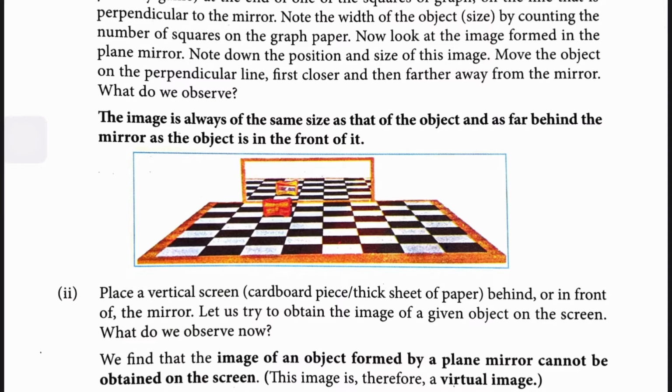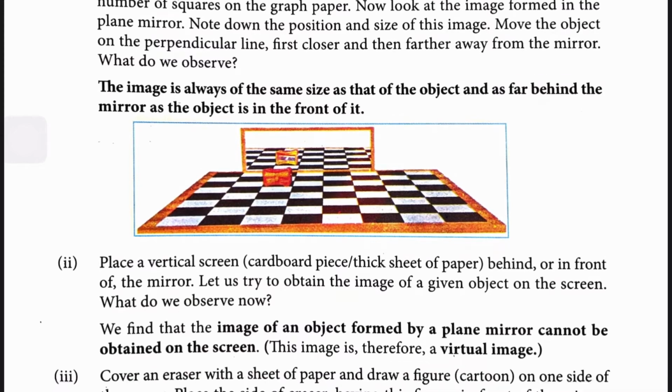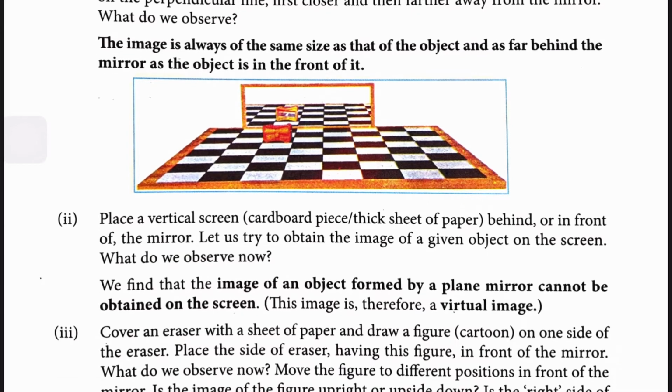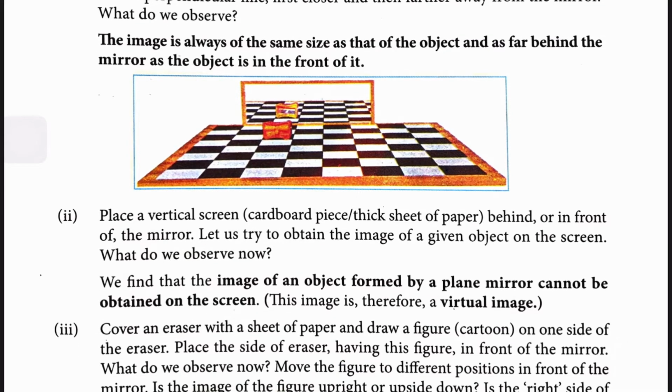Move the object on the perpendicular line, first closer and then farther away from the mirror. What do we observe? The image is always of the same size as that of the object and as far behind the mirror as the object is in front of it.